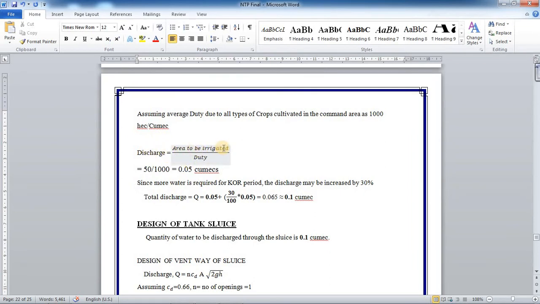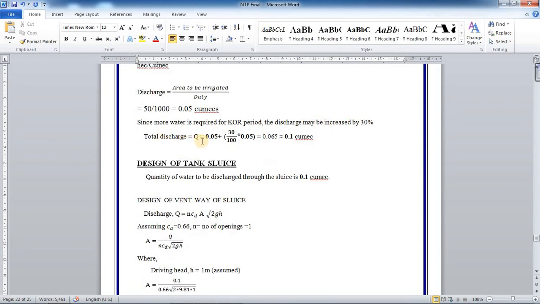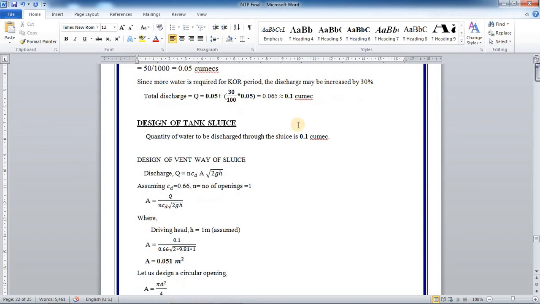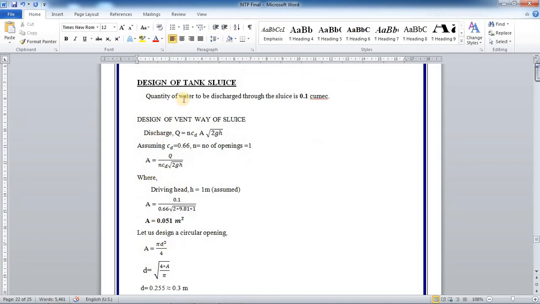Duty is equal to area to be irrigated divided by discharge, or discharge is equal to area divided by duty. So the total area to be irrigated, 50, divided by 1000, gives you 0.05 cumecs, that is, cubic meters per second. Since more water is required for the KOR period, the discharge may be increased by 30%. So total discharge Q is equal to 0.05 plus 30% of 0.05, which is 0.015. Adding that gives 0.065, so approximately take it as 0.1 cumecs, and this can be used for finding the diameter of the tank sluice.